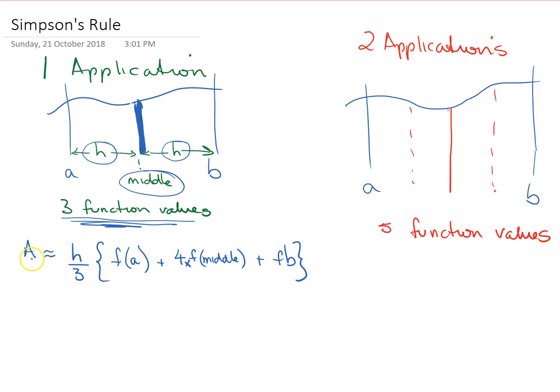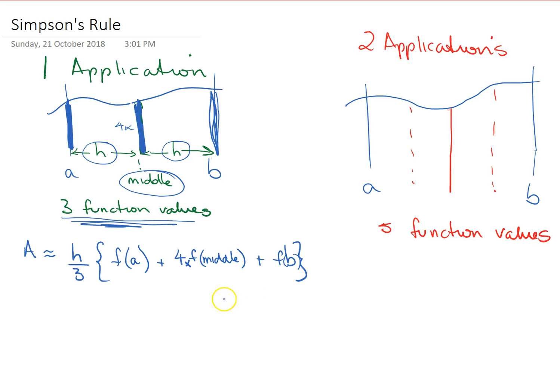The rule then becomes that the area is approximately equal to h on 3, so you've got to know that, times the first function value, so this distance, this length, this height, however you like to think of it, plus 4 times the middle function value, 4 times this height, and then the function at B, this height. So that is the rule.